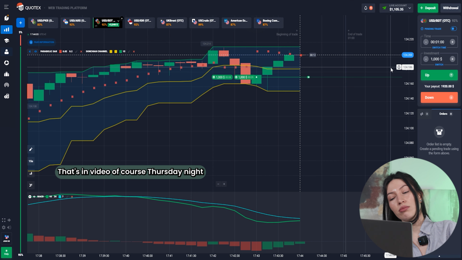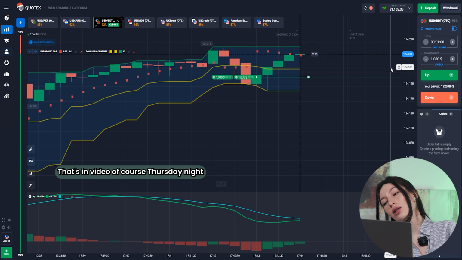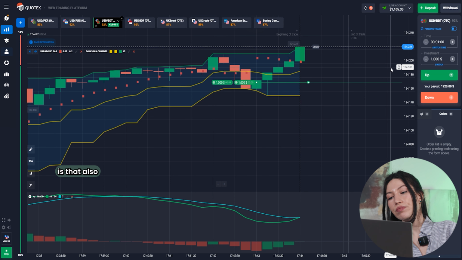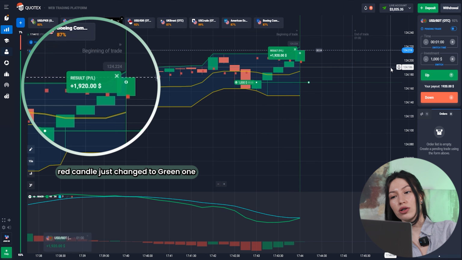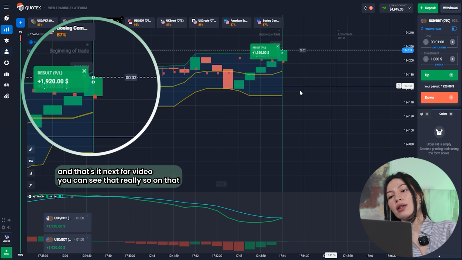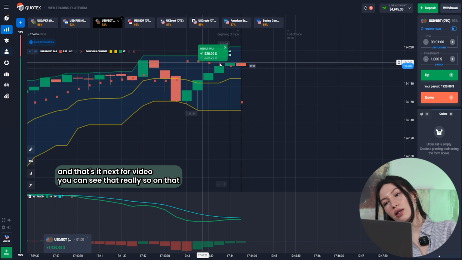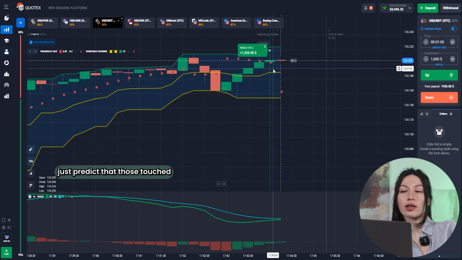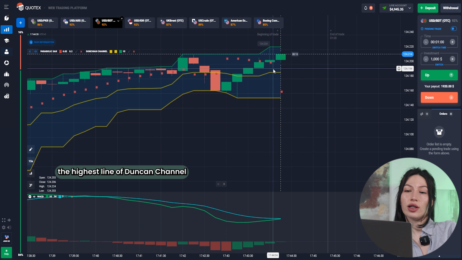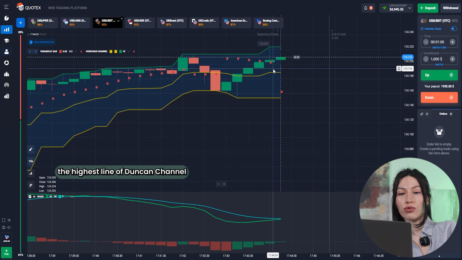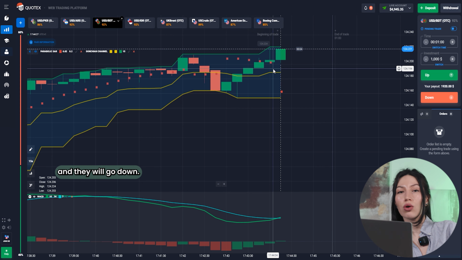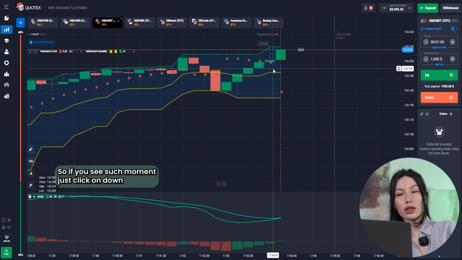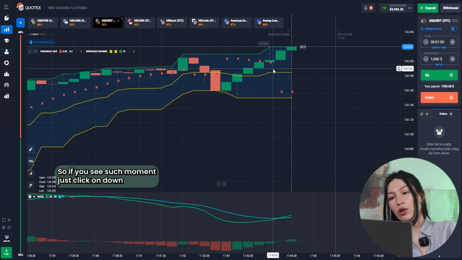Next indicator, that's MACD, of course, because I noticed that a red candle just changed to a green one, and that's it. Next profit, you can see that really soon. I just predicted that candles touched the highest line of the Donchian channel, and they will go down. So if you see such a moment, just click on down.